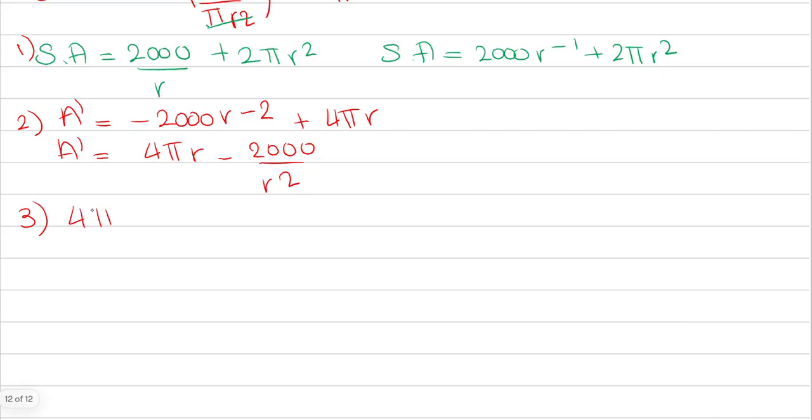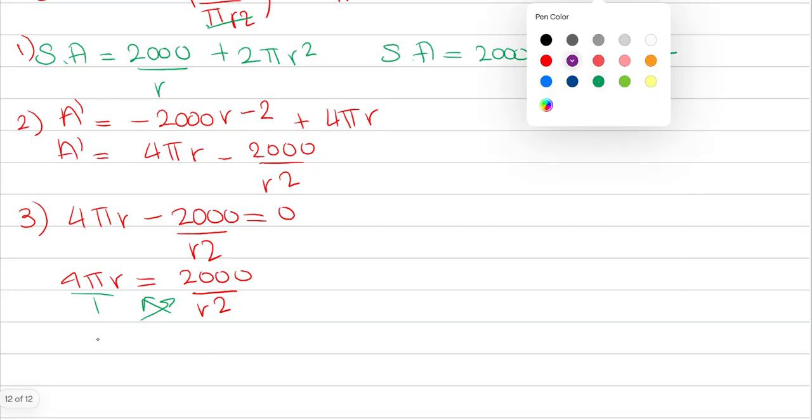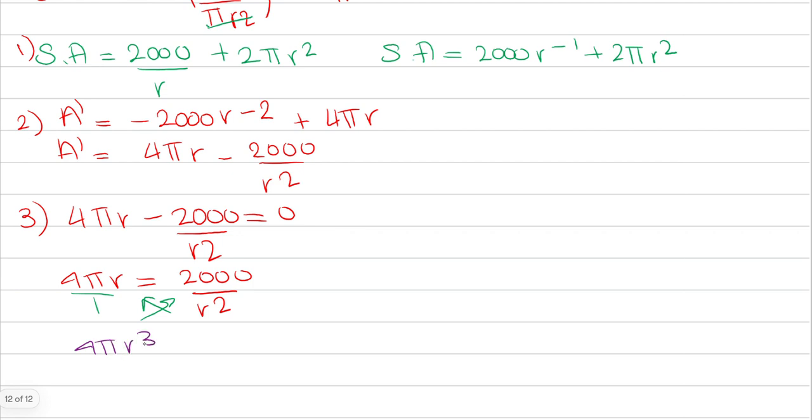So I'm going to put 4 pi r minus 2000 over r squared equals 0. I'm going to take the negative 2000 over r squared to the other side, so 4 pi r equals 2000 over r squared. Now I'm going to cross multiply. I have 4 pi r over 1, so I'm going to end up with 4 pi r cubed, since r squared by r is r cubed, equals 2000.